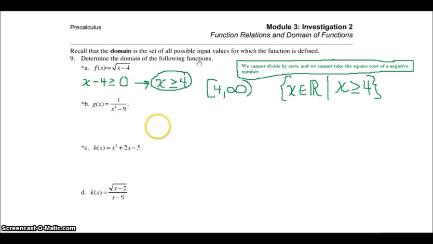Again, go back to the definition of domain, the set of all possible input values for which the function is defined. Now you might look at this function and take a second to guess which values of x will work and which won't.